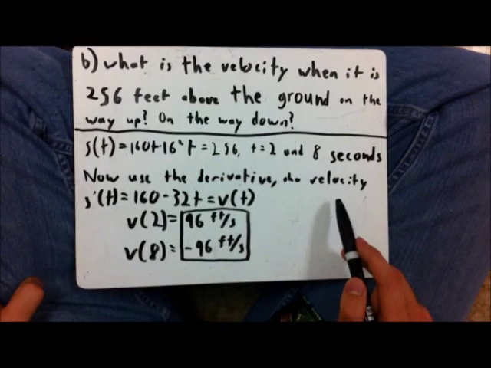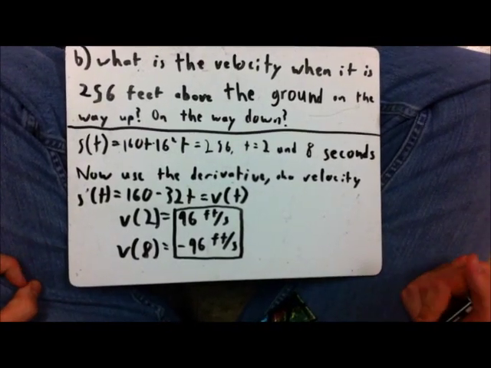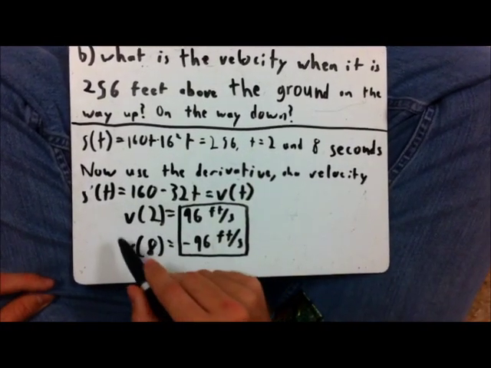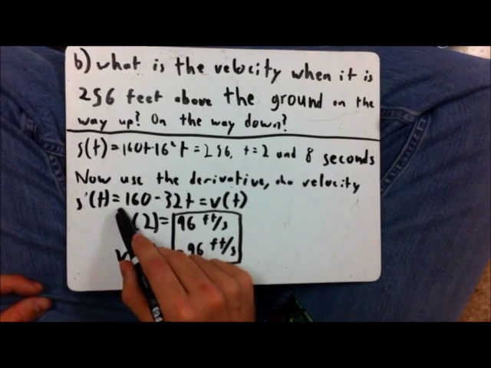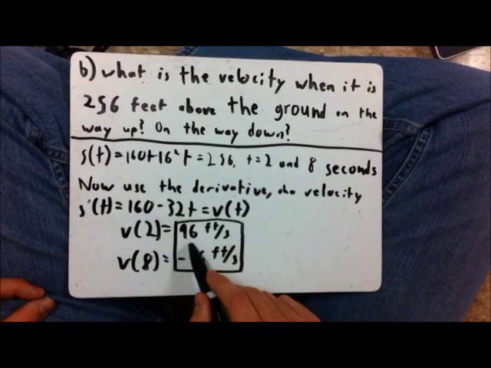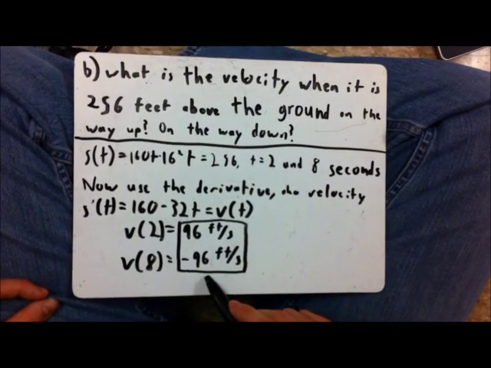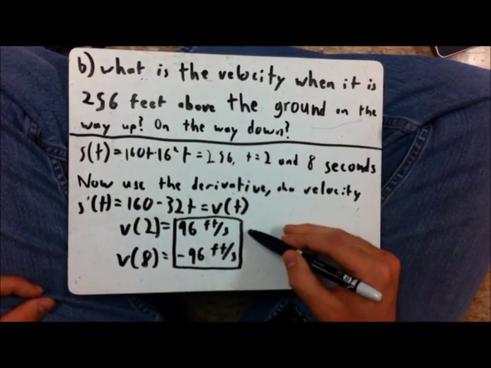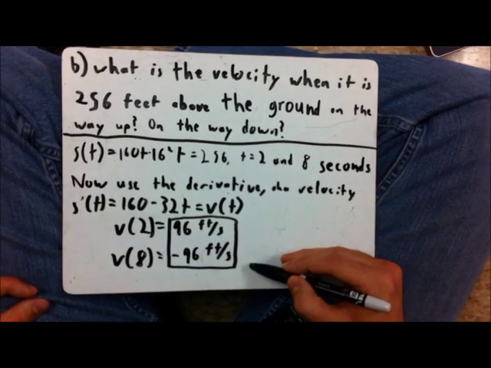Now you find the derivative, the velocity. This should be summed up very clearly in another video, but the first derivative is 160 minus 32t. Plug in 2 for t and you get 96. Plug in 8 for t and you get negative 96. So this is the velocity on the way up, and this is the velocity on the way down.